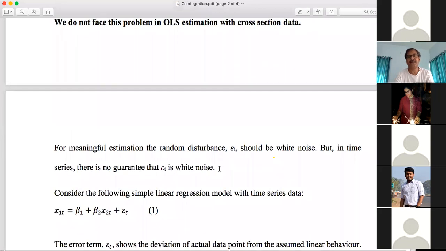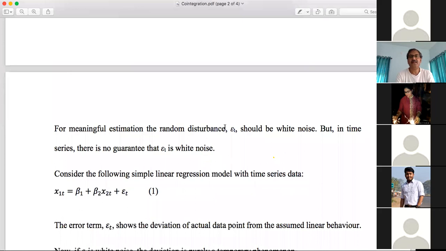So the question is, how to overcome this problem? I have already mentioned that the possibility of spurious regression appears only when the error is not white noise. If the error is non-random, in that case, spurious regression may appear. So for meaningful estimation, we need the disturbance term to be random, or purely white noise. But in time series, there is no guarantee that epsilon t should be white noise.